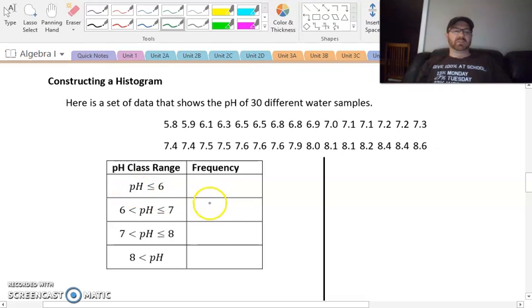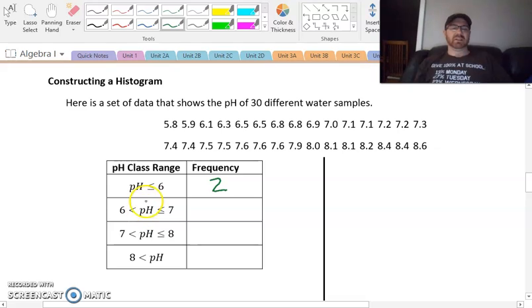But what we're going to do first, before we try to model them, you'll see there's so many different values in these 30 samples. It'll be helpful to actually group them together. So you'll see here I divided this into 4 classes. Okay, so I have a class where it is less than or equal to 6. So 5.8 and 5.9, there are 2 of those. So we would call it the frequency of 2. All right, so there are 2 pieces of data in this class.